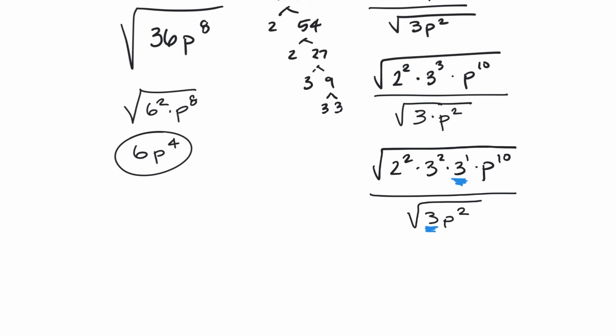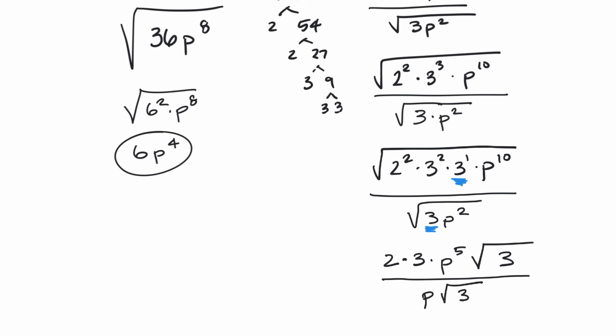So in the numerator, we can take out the 2 squared, that's 2. We can take out the 3 squared, that's 3. P to the 10th will come out as p to the 5th, and then we have stuck in the radical that single 3. And then on the bottom, the square root of p squared is p, and then the square root of 3 is stuck in the radical.